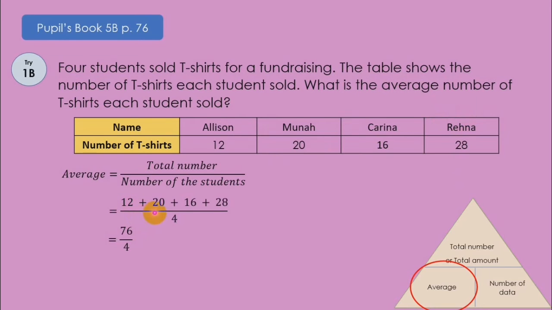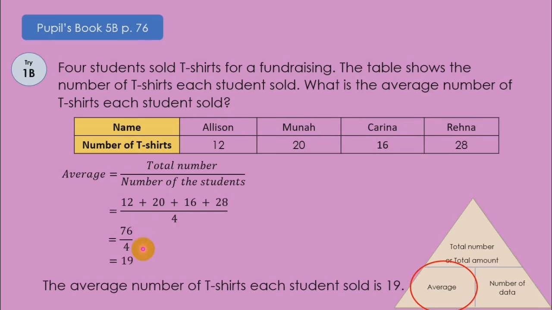12 plus 20 plus 16 plus 28 divided by 4 equals 76 divided by 4. What is 76 divided by 4? It is 19. Good job. Hence, the average number of t-shirts each student sold is 19. Well done.